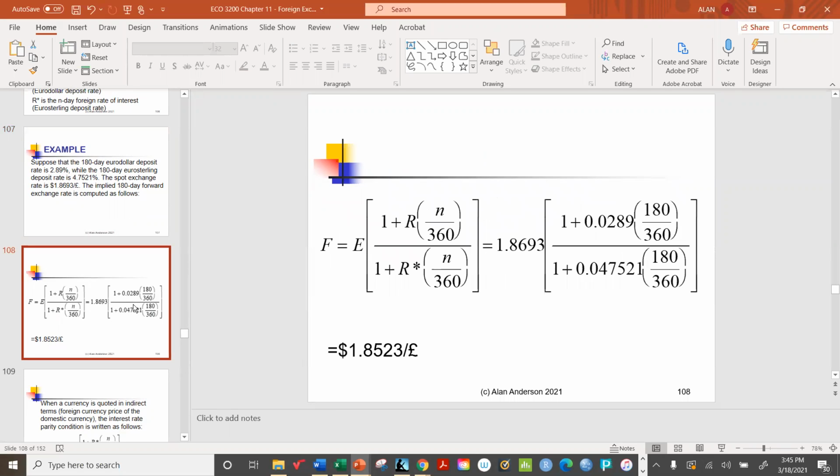I've saved you a lot of math here by showing you that if you actually did all these calculations, you'd end up with a forward exchange rate of 1.8523 per pound. So according to this relationship, if I can get a quote from a dealer that's different from this number, I can earn arbitrage profits. In other words, this is the only forward exchange rate at which no arbitrage profits are possible in this market.